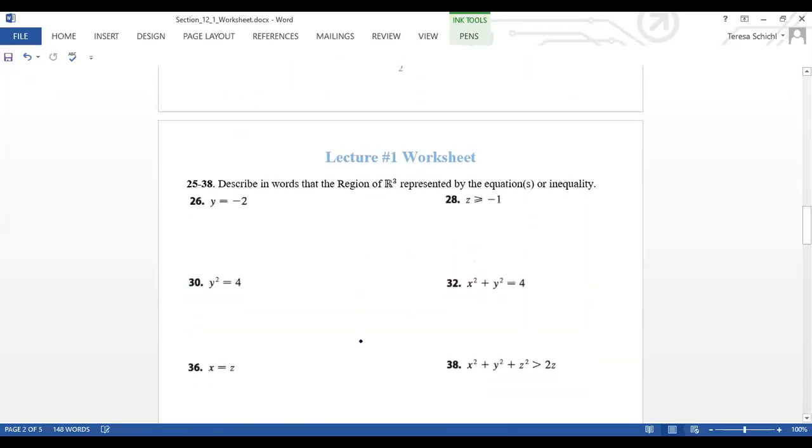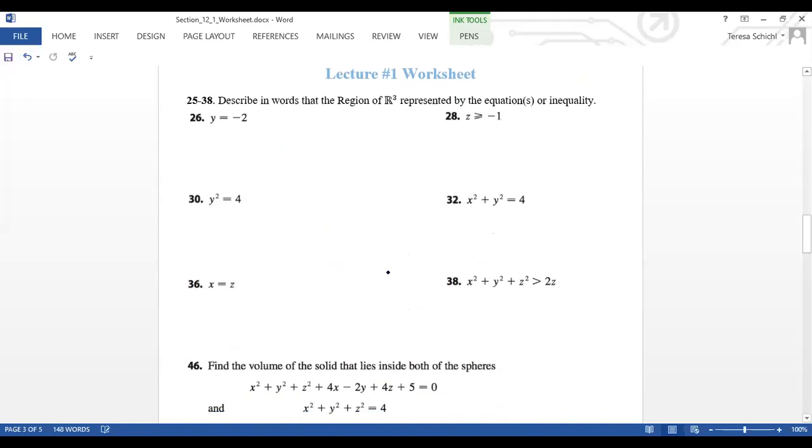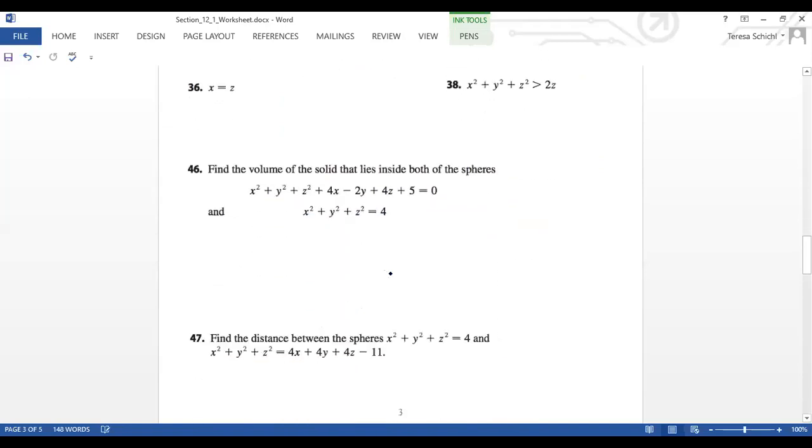Then 26 to 38, those are to identify what type of regions we have. And I think we covered this as the last example in lecture number 1, problem number 8. We covered that. Okay, so now the one I want to work on is number 46.